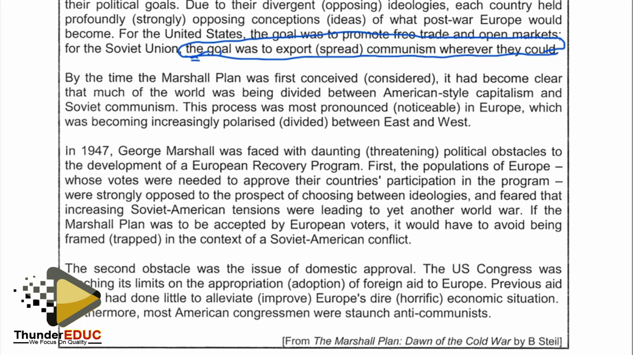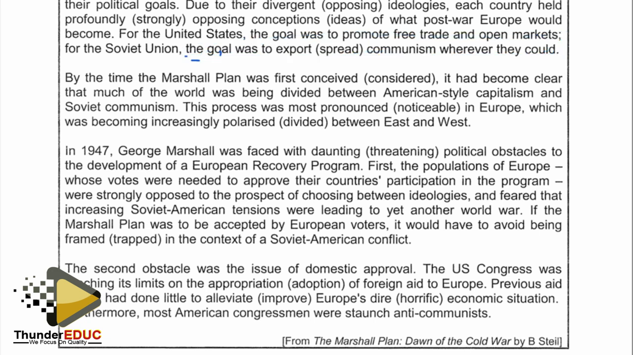So those are the two responses. For America, we have found that the goal was to promote free trade and open markets. For Russia, the goal was to export or spread communism wherever they could. Right, we have fully answered that question.